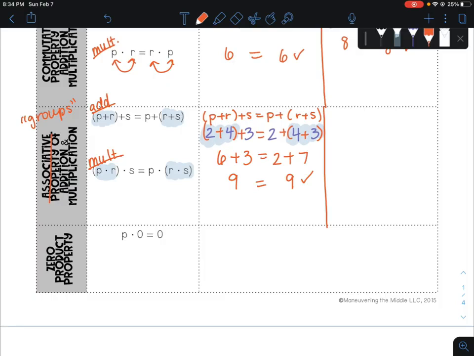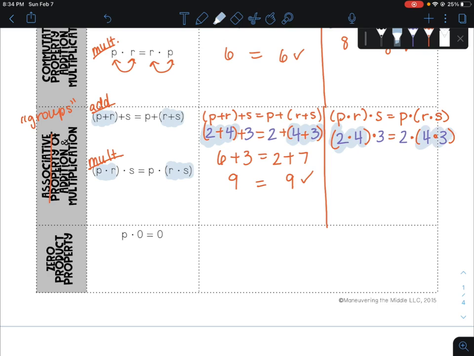The multiplicative version of this is going to be the same thing. So P times R times S equals P times, and then the group R times S. Same variables. So the P is 2, the R is 4, close that parenthesis, and then the S is 3. This should equal P is 2 times the group R times S. And since this property is true, this is going to come out true.